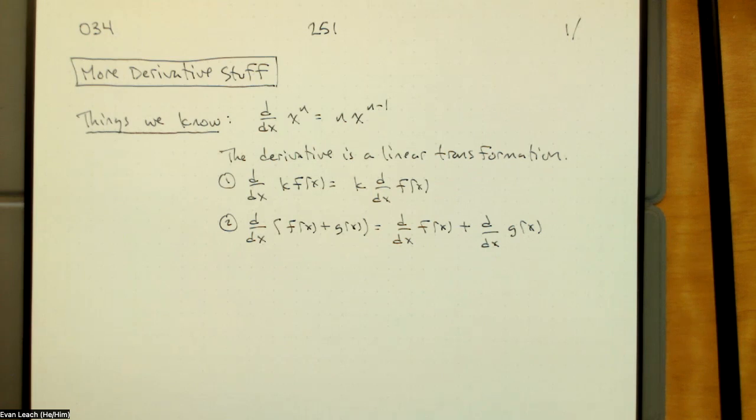We can get a lot of mileage out of this, especially since we also know that the derivative is a linear operator. That is, the derivative of a constant times a function is that constant times the derivative of the function, and the derivative of a sum of functions is the sum of the derivatives of the functions. The derivative operation respects scalar multiplication and vector addition.